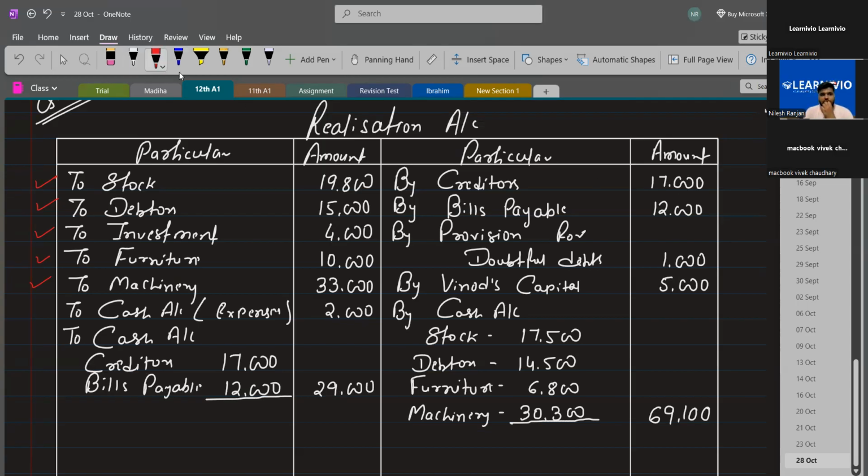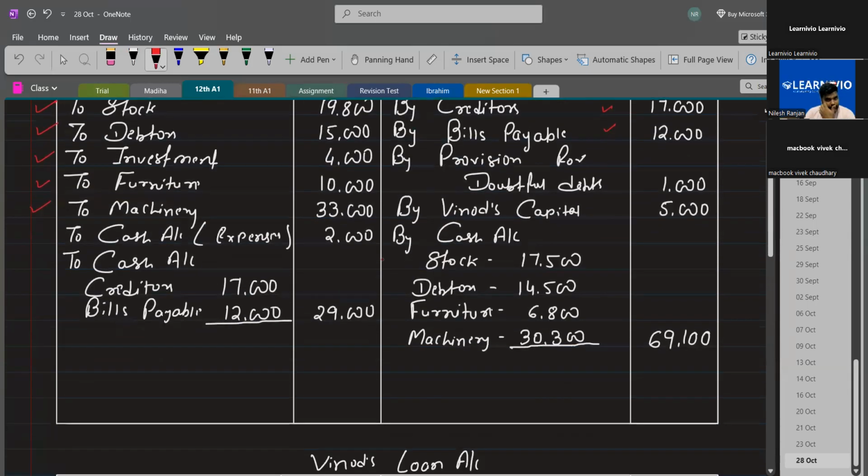So creditors is complete now. Bills payable is also complete. Tell me, is there any problem? No, sir. Okay. Now, from this information, write some.